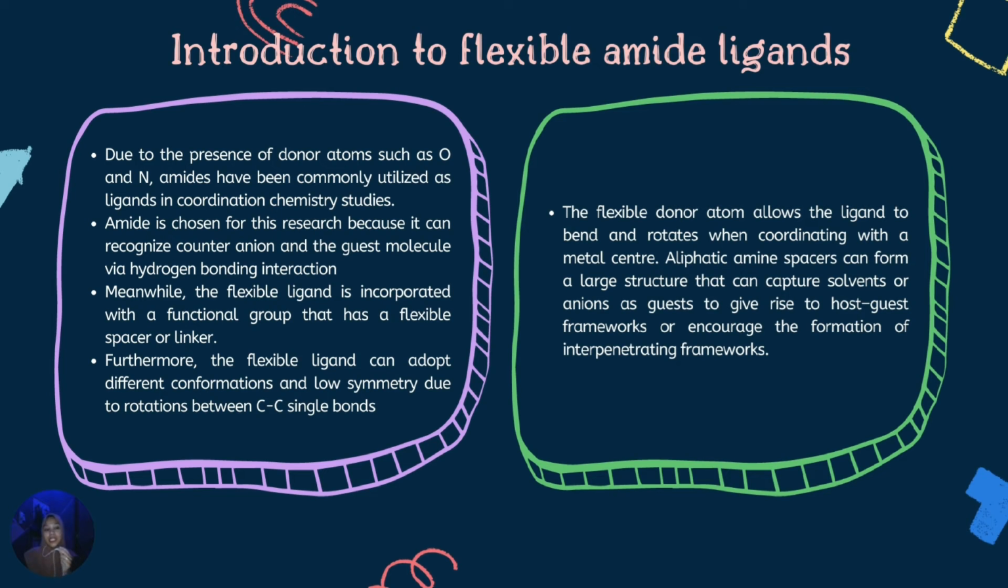Meanwhile, the flexible ligand is incorporated with a functional group that has a flexible spacer or linker. Furthermore, the flexible ligand can adopt different conformations and low symmetry due to rotation between C-C single bonds. The flexible donor atoms allow the ligand to bend and rotate when coordinating with a metal center. Aliphatic amine spacers can form a large structure that can capture solvents or ions as gas to give rise to host gas frameworks or encourage the formation of interpenetrating frameworks. Due to the free torsional and lower adaptation, the flexible ligand exhibits a variable coordination mode with metal ions.